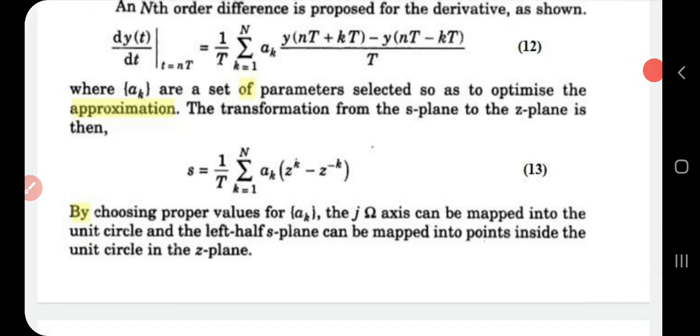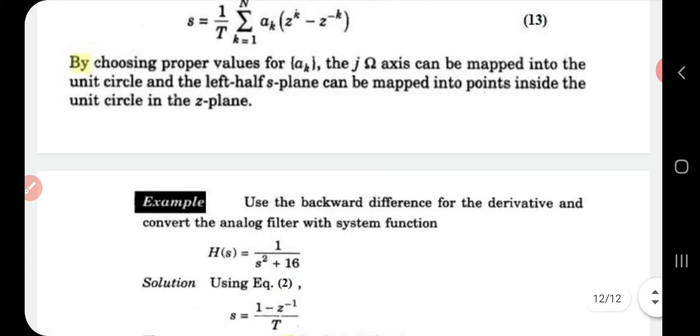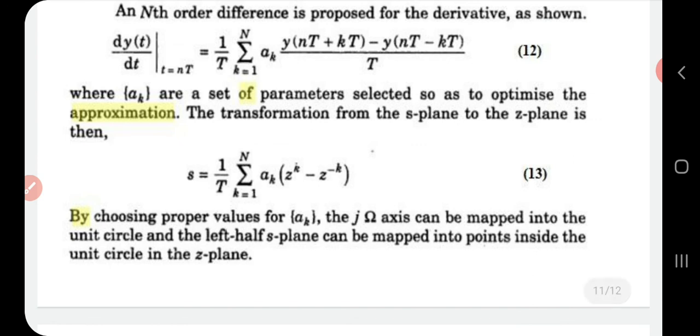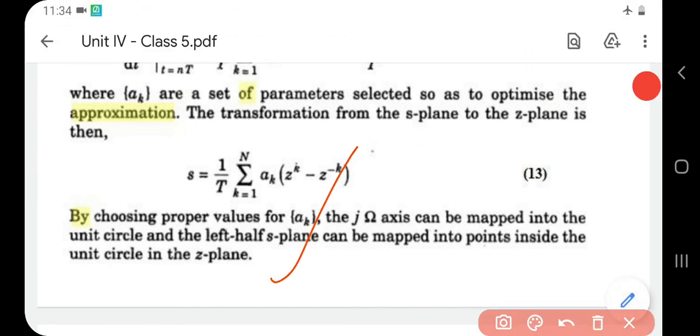This is the basis of the approximation of derivatives technique. Now by choosing proper values for a_k, the j axis can be mapped into the unit circle, and the left half S plane can be mapped into points inside the unit circle in the Z plane, as I already said. So this is how the approximation of derivatives method is used for mapping from S plane to Z plane, or for converting a stable analog filter to a stable digital filter.